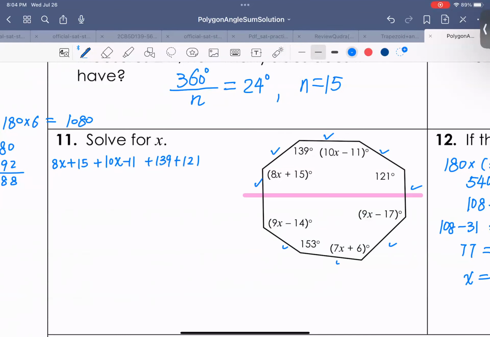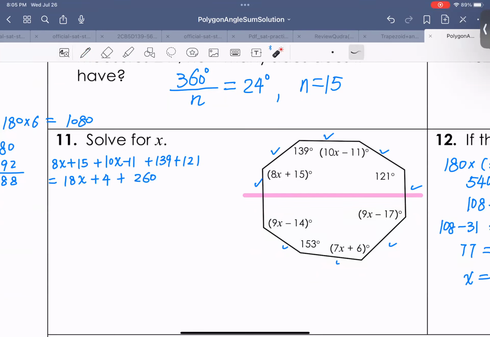No calculator allowed, by hand only. This equals to what? 18x plus 4 plus 150, and this is 260. Oh, yeah, sorry. It's okay.